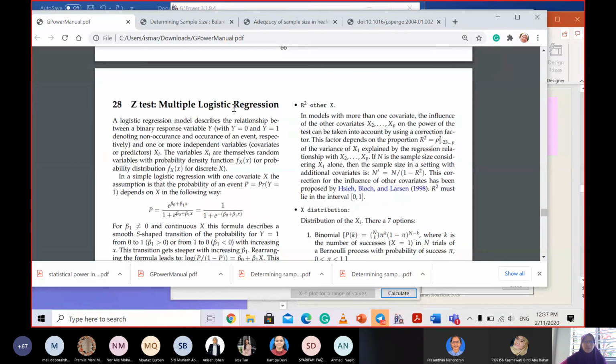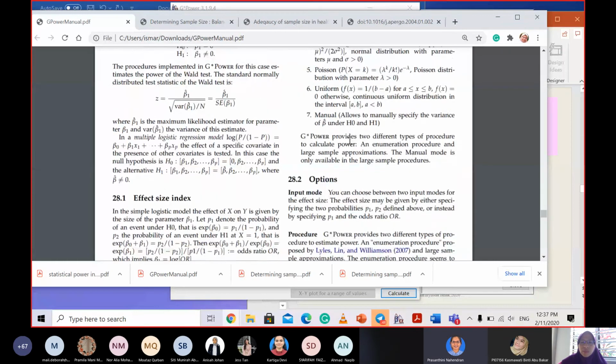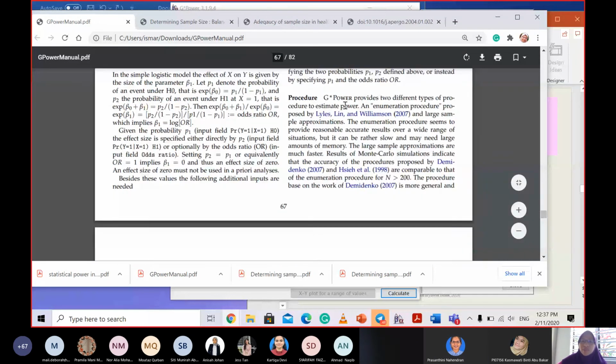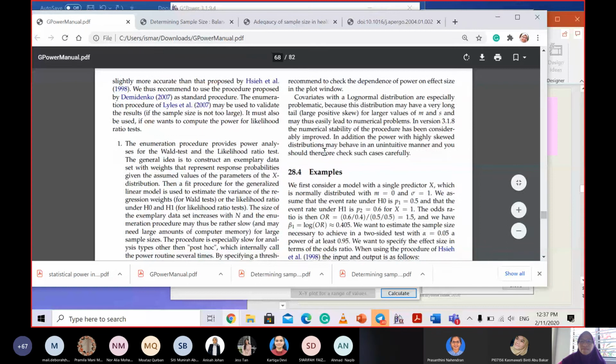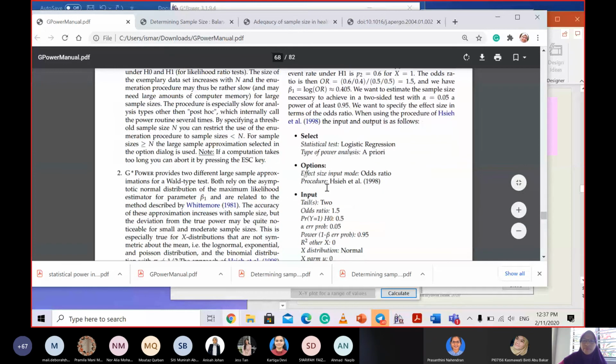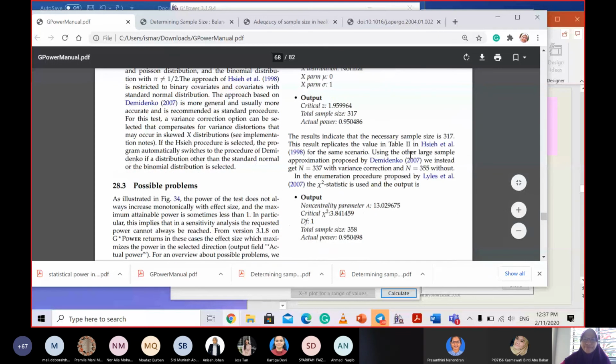But this one is multiple logistic. You want to do multiple logistic or binary logistic? Binary logistic. Oh, there are so many formulas here. G power provides two different types of procedures to estimate power. There's a single predictor X, a priori. You must have your odds ratio. Do you have the odds ratio value from previous research?